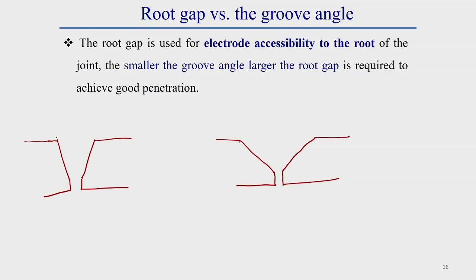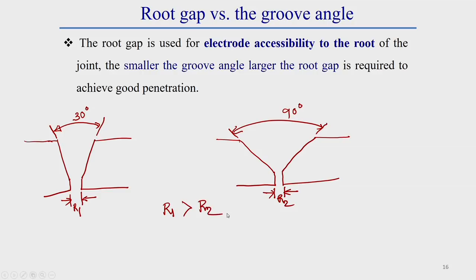Let us take a 30 degree groove angle, and let this be a 90 degree groove angle. For a 30 degree groove angle, let the root opening be R1, and for the 90 degree groove angle let the root opening be R2. If the groove angle is less, then the root opening should be more. That means R1 is greater than R2, because when the groove angle is more, there is better accessibility of the electrode.